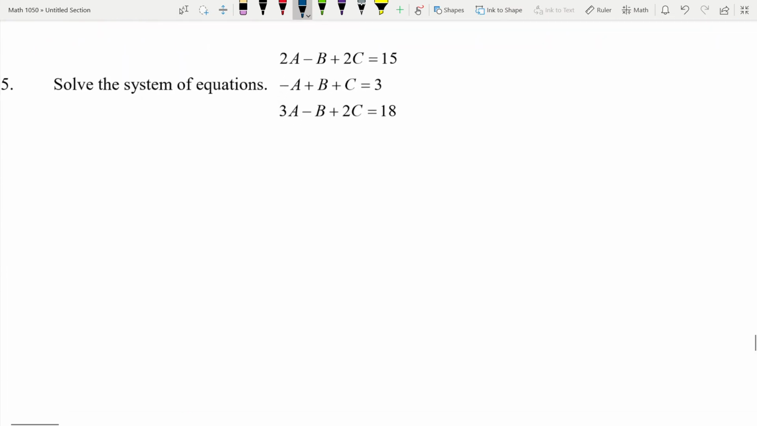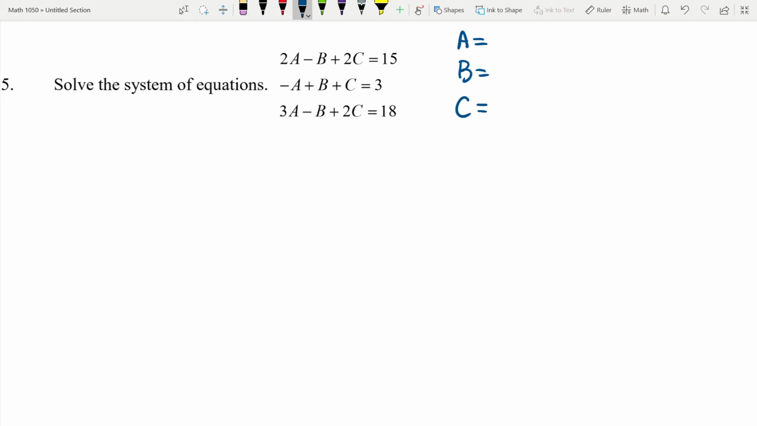Okay, let's look at question 5. Question 5 is a review problem, but you have to know how to do question 5 to do question 6. So you're going to want to watch this closely. You have 3 equations and you have 3 variables. The goal on this problem is to figure out what a is, and b is, and c is.